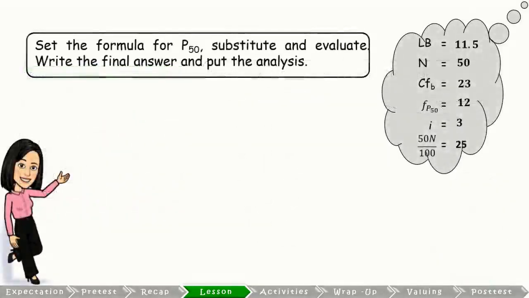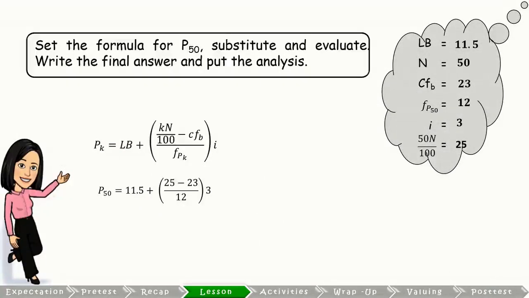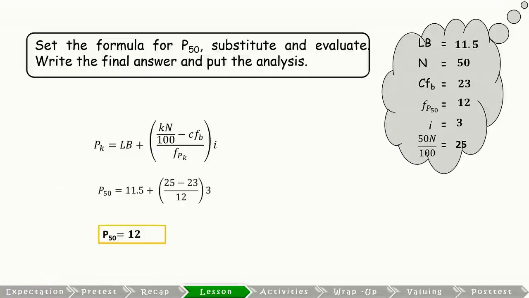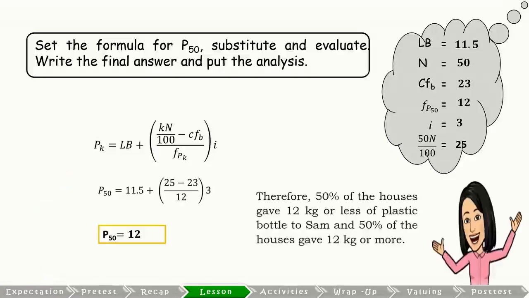For the last step, set the formula for P sub 50, substitute and evaluate. Write the final answer and put the analysis. So we have 11.5 plus the difference of 25 and 23 divided by 12 times 3. And that gives us the answer of 12. Therefore, 50% of the houses gave 12 kilograms or less of plastic bottles, and 50% of the houses gave 12 kilograms or more.